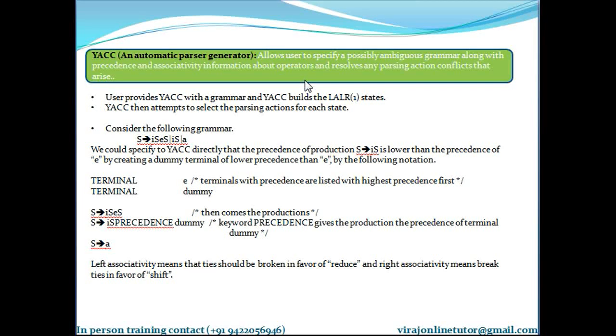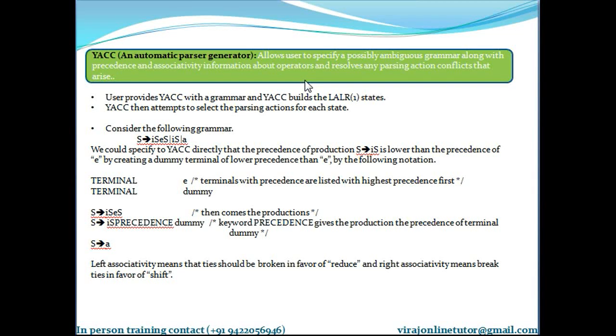So in ambiguous grammar, if you just sit with the paper and take any ambiguous grammar, and if you create an SLR parser table, or if you create a canonical parsing table, or if you create an LALR1 parsing table, then you will identify that you will definitely get parsing action conflicts in the table. That means you will get multiply defined entries in a particular cell in that table, like shift-reduce, reduce-reduce conflicts you will get. Okay, so how to resolve these conflicts?